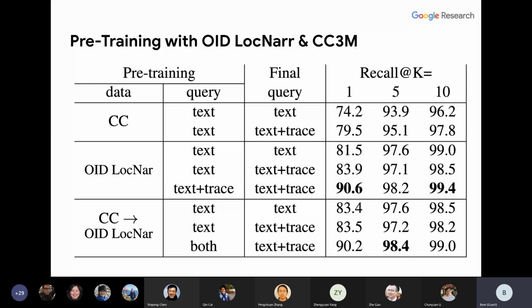You can use that for pre-training. And for this task, it seems that just using OID localized narratives for the text plus trace query modality works best, whereas you should use both CC12M and localized narratives for the text-only query modality.